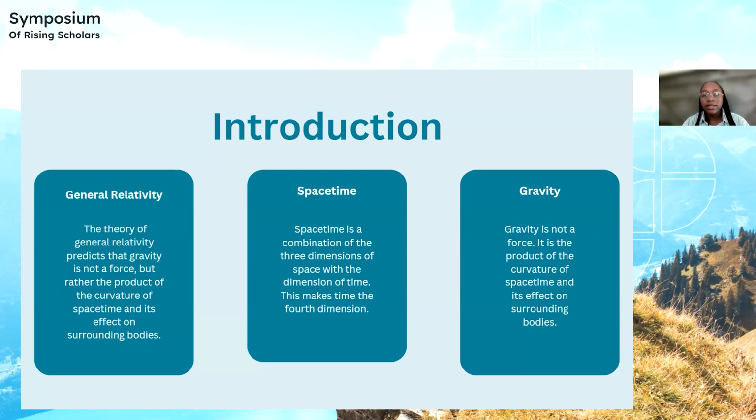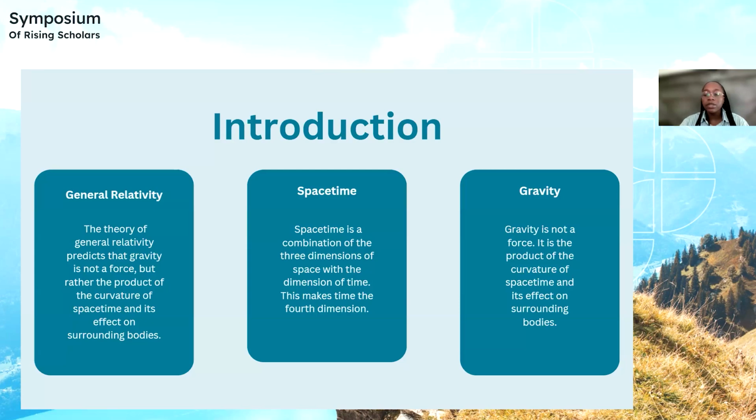The theory of general relativity predicts that gravity is not a force, but is rather the product of the curvature of space-time and its effect on surrounding bodies. Overall, the theory of general relativity has been successful in explaining events such as the bending of light and the orbiting of planets, and it is the foundation to understand how gravitational waves are produced.